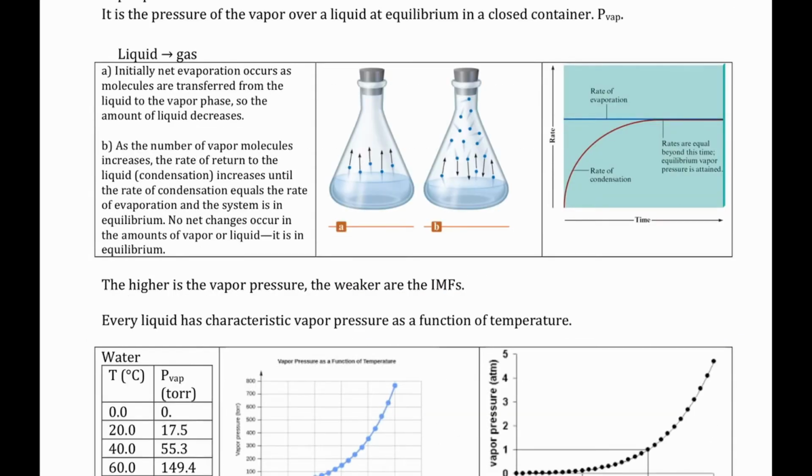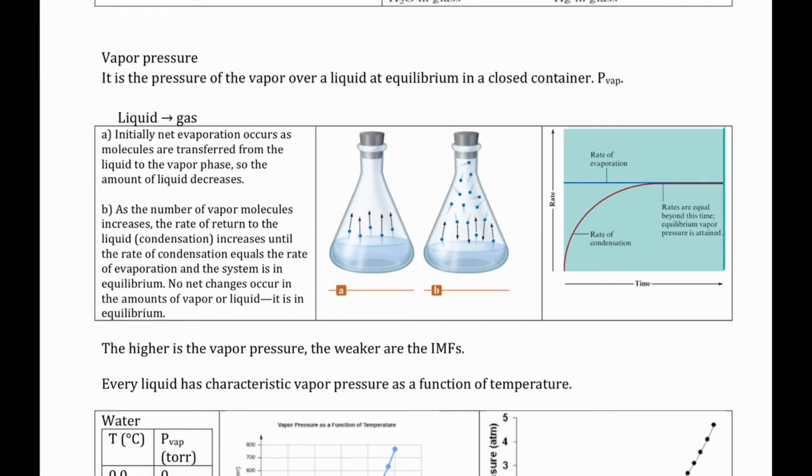Vapor pressure, another property of liquids. Vapor pressure is the pressure of the vapor over the liquid at equilibrium in a closed container. We talked about vapor pressure earlier, but this is now kind of a more technical definition. So we have to have the closed container. We have to have it so it has sat for a while, that is to say at equilibrium. And then the pressure of the vapor, of the gas in there, would be its vapor pressure.